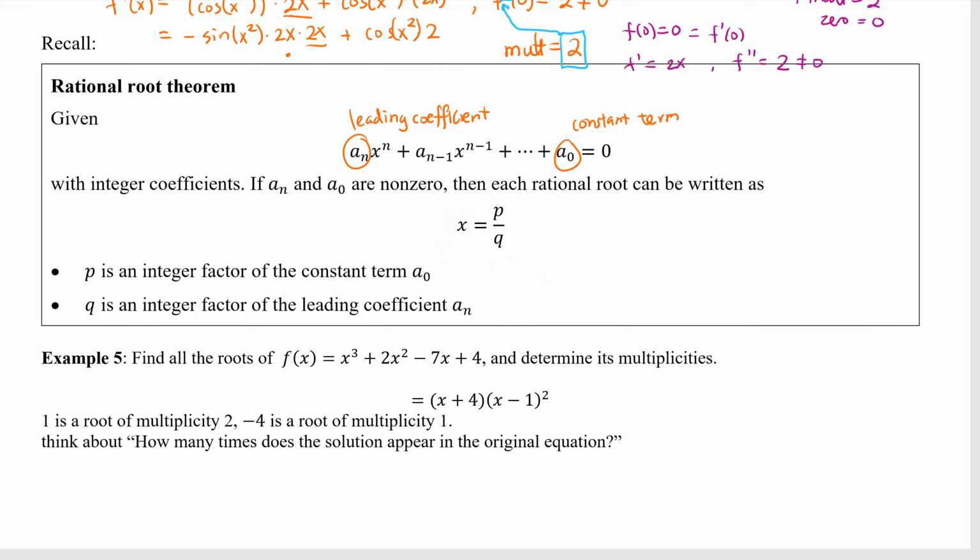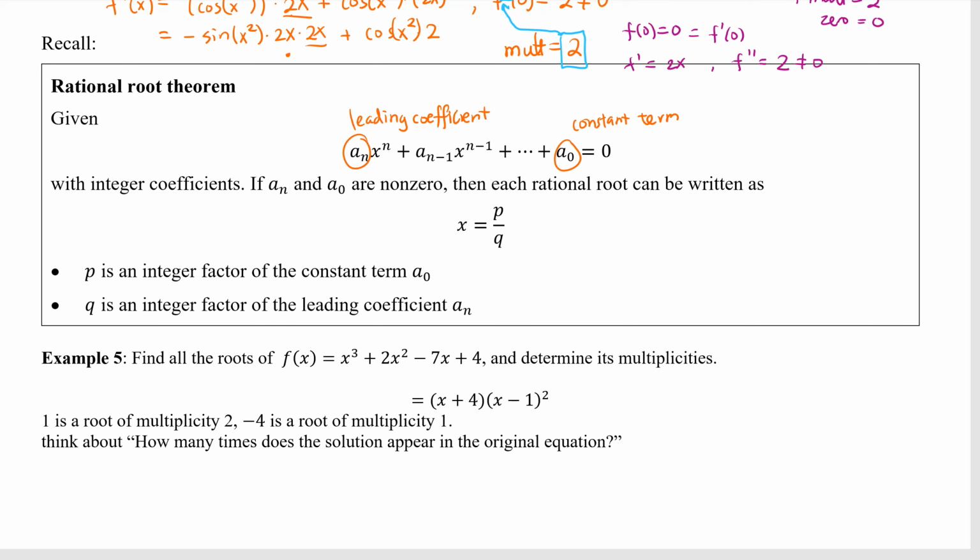How do we determine whether a number in this list is a root? We plug that number into our polynomial equation. If we get 0, then that number is a root. If we don't get 0, then that number is not a root. Okay, let's look at the following example.